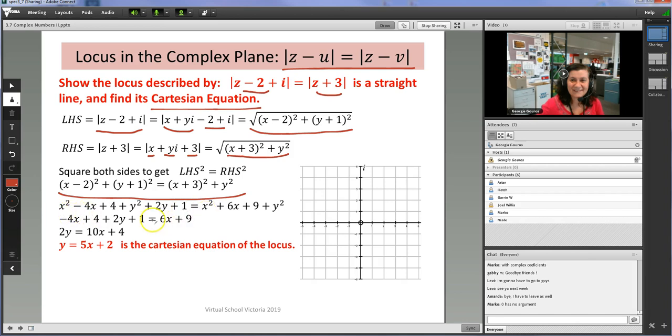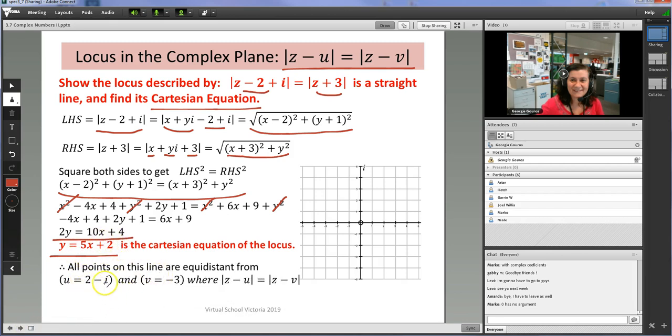Quite a lot of terms will cancel out. All the squared terms will cancel out. So x squared will cancel out with the x squared on the right-hand side, y squared will cancel out with the y squared on the right-hand side, and we end up with a linear equation, which is the Cartesian equation of the locus. So what does that mean?